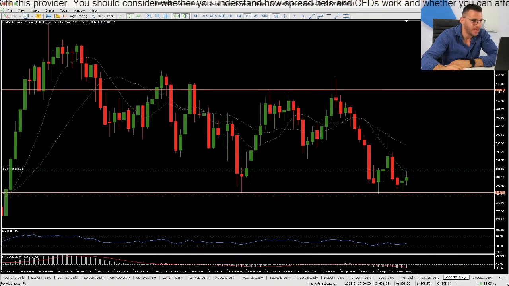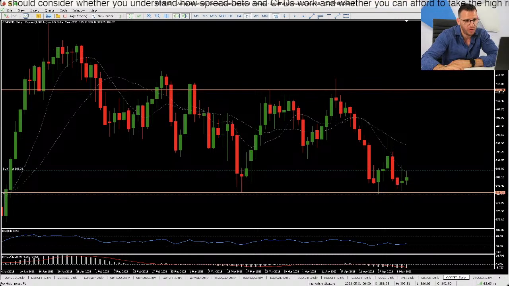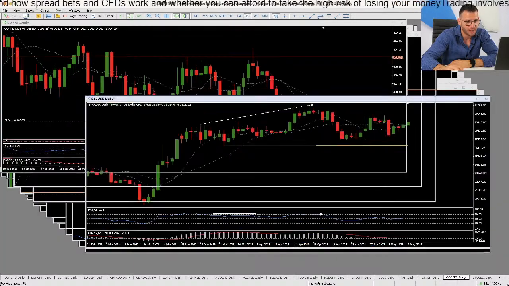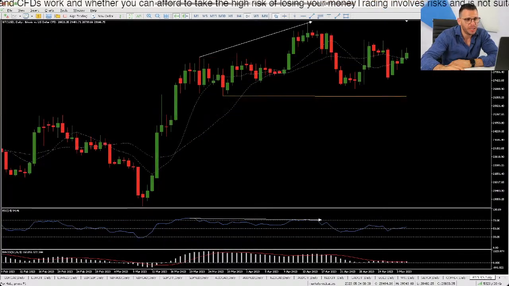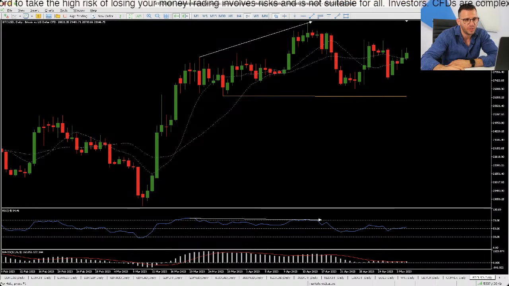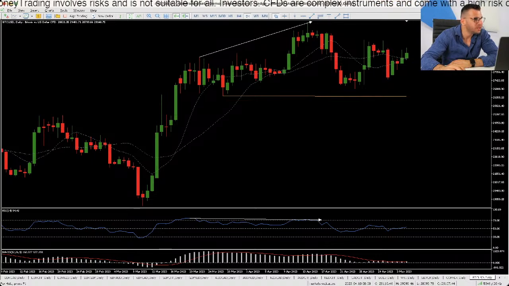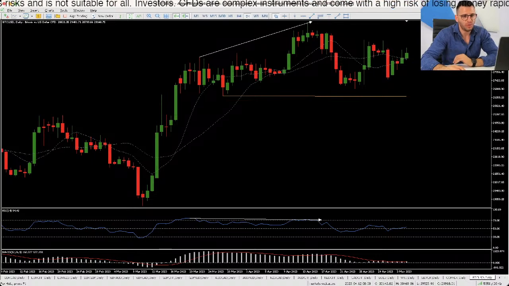Copper, yesterday the trade survived, still long. Another rejection here. We see if the market is going to push to the upside. Bitcoin, it didn't break outside yesterday of this bearish candle. We see today if it's going to break. And that's all for today.